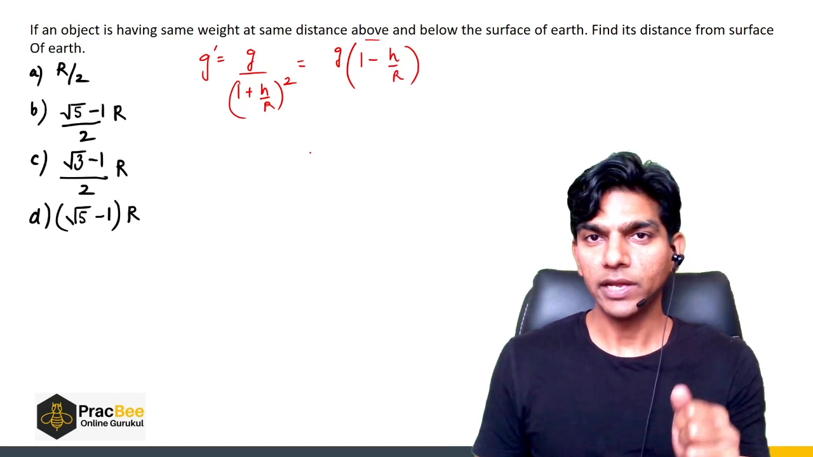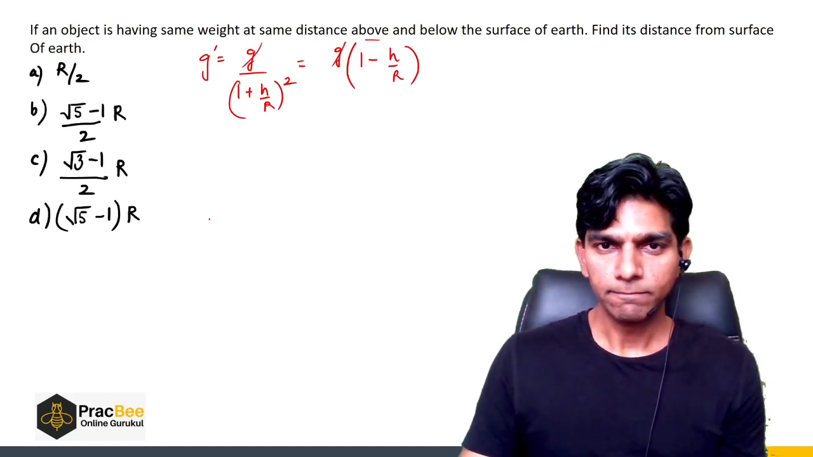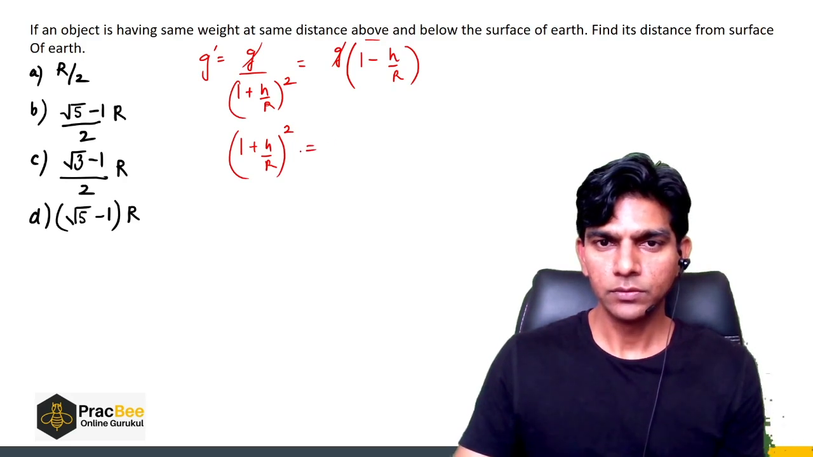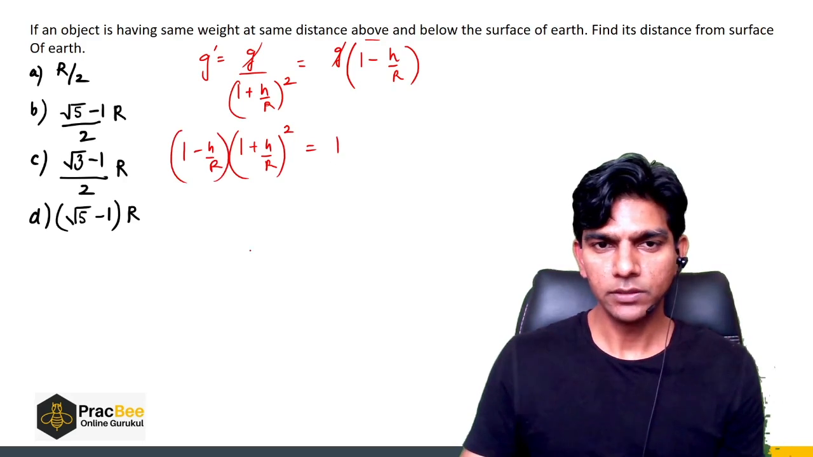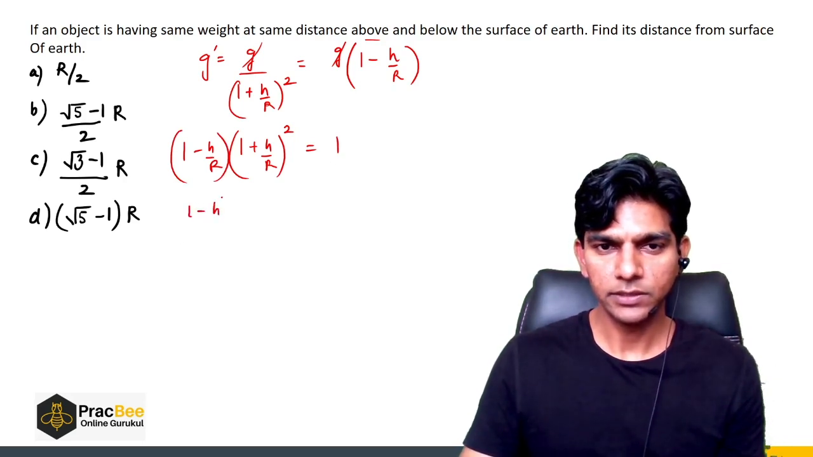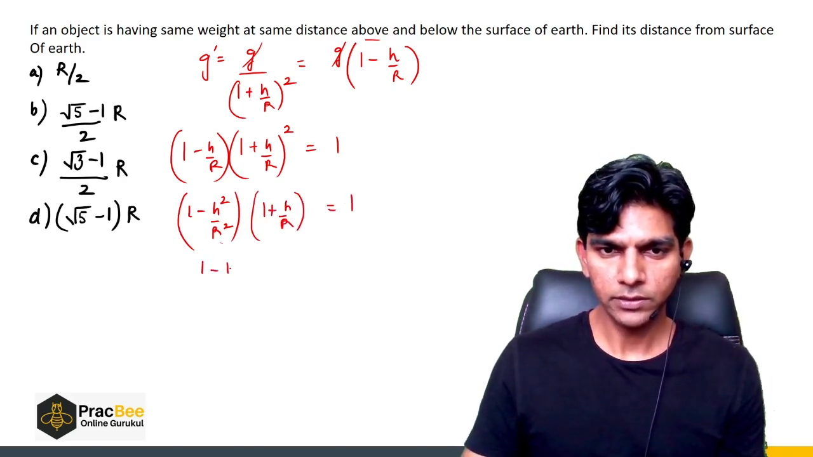Now from here we have to calculate h. Now this g will get eliminated. So we have (1 plus h by R) square times (1 minus h by R) equals 1. Let us simplify this. So we have (1 minus h square by R square) times (1 plus h by R) equals 1. So 1 minus h square by R square plus h by R minus h cube by R cube equals 1.